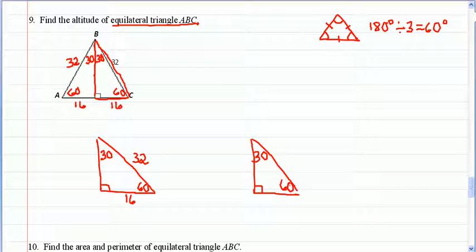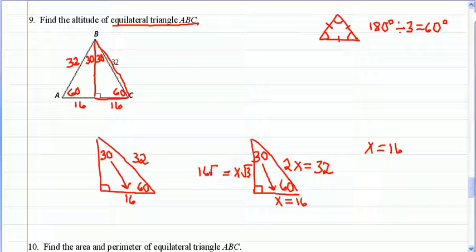I want my 30 on top. X is across from 30. X root 3 is across from 60. And 2x is the hypotenuse. So I can start with either the 32 or the 16. I'm going to start with the smaller number, the 16, and across from 30 is x. That means that x is 16. So if x is 16, we know 2 times 16 is 32, and x root 3 is 16 root 3. So 16 root 3 is the length of our altitude.